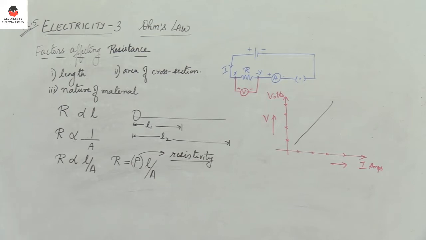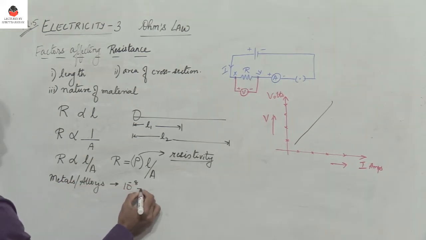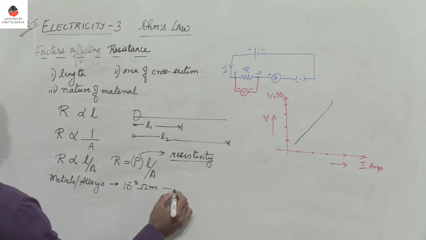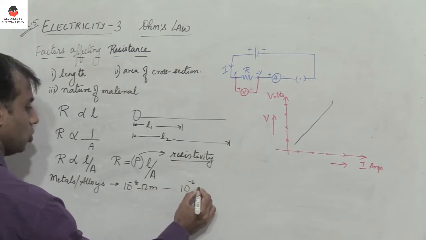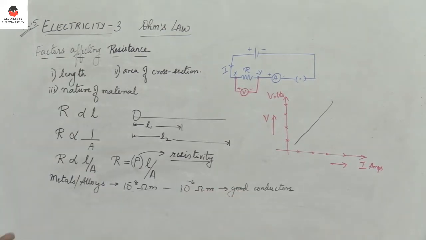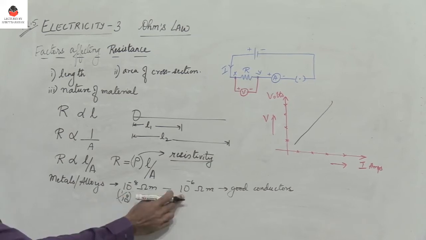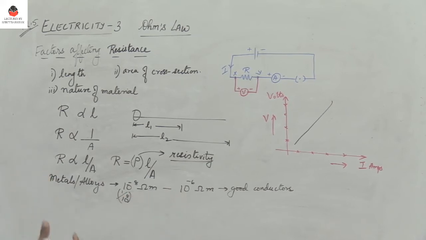So what about the resistivity of conductors? Metals are usually good conductors, metals, alloys. The resistivity is around 10 power minus 8 ohm meter to 10 power minus 6 ohm meter. So these are usually good conductors. We find that the resistivity is very low. Right? 10 power minus 8 means what? 1 divided by 10 power 8 to 1 divided by 10 power 6. So it's very low. The resistivity is low. Therefore metals and alloys are very, very good conductors.